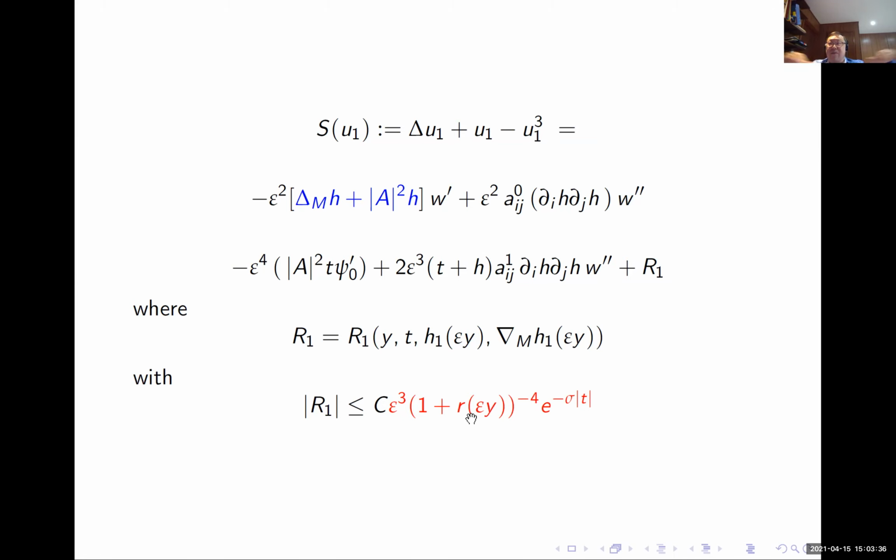So decay in the y variable, but also exponential decay in the t variable. So this is your error, and this is the norm we're going to use, because of this error.